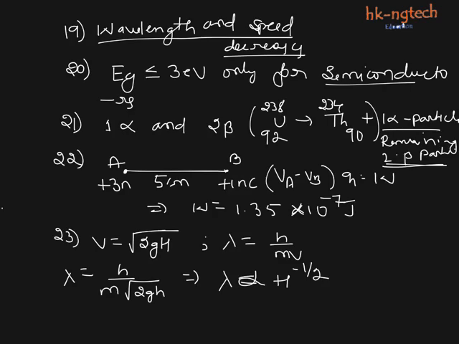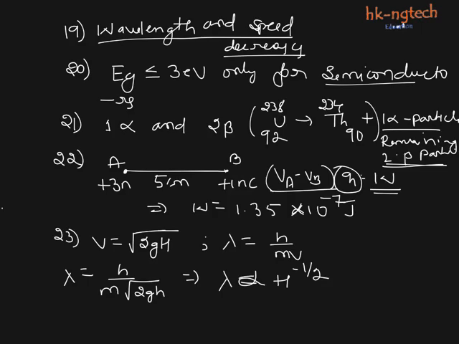22nd question. 2 point charges, A equal to plus 3 nanocoulomb and B equal to plus 1 nanocoulomb, are placed 5 centimeter apart in air. The work done in moving the charge B towards A by 1 centimeter is... We know that work done is nothing but the potential difference between the 2 points multiplied by the charge Q. So that will give the work done.